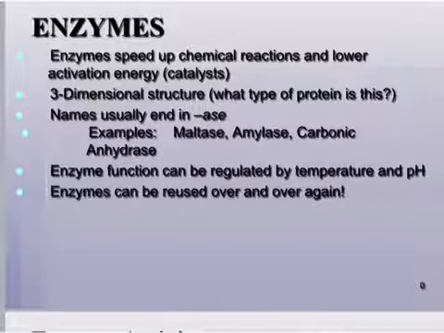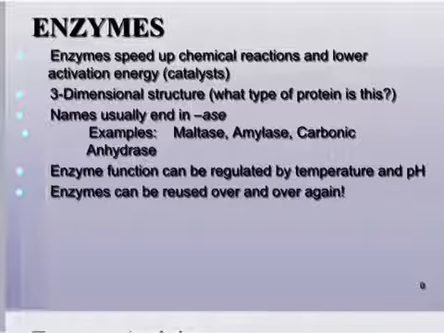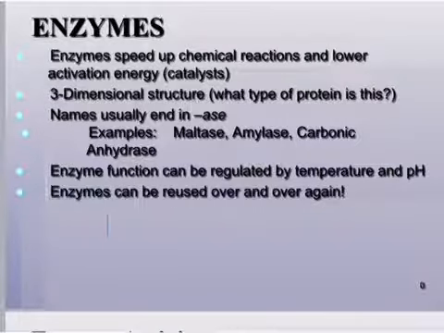They're very easily identified because when we name enzymes, we always end them with ASE, so maltase, amylase, carbonic anhydrase. The name of the enzyme usually is related to what it works on or what it breaks apart. So maltase would work with maltose. Amylase would work with amylose. Enzyme function can be affected by temperature and pH, so we want to talk about that briefly.